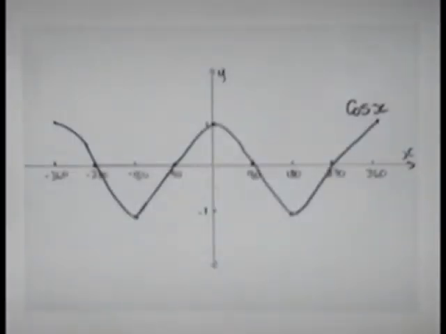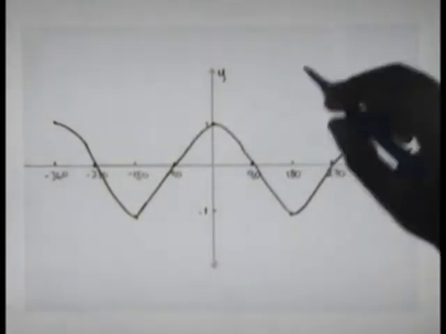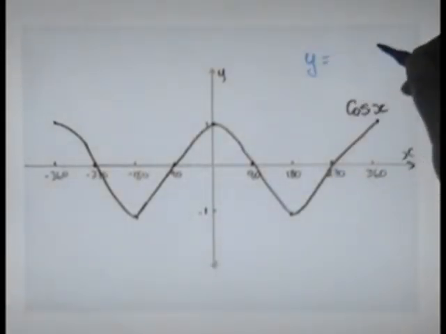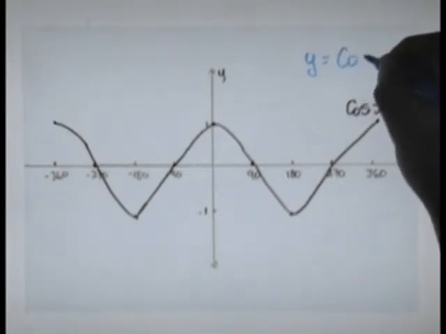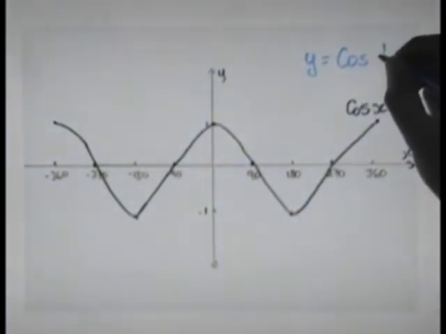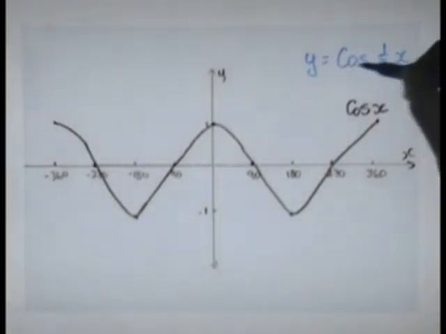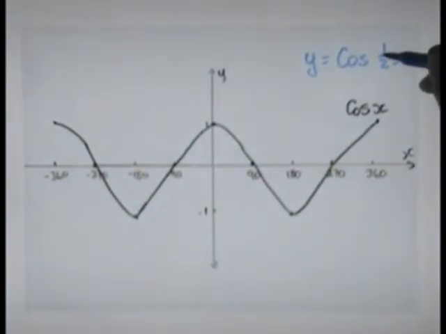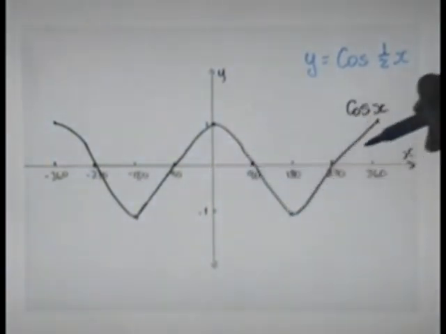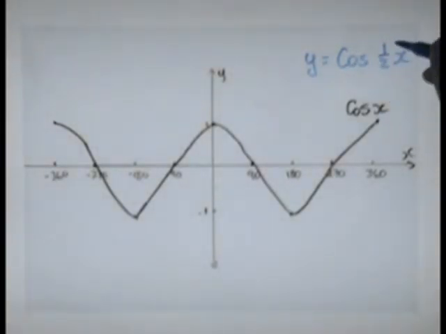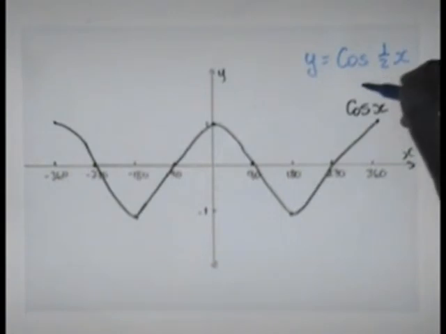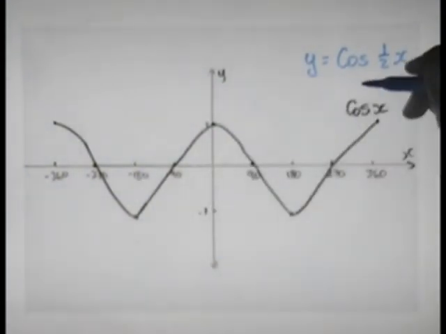I've got the cos of x graph drawn. On top of it, we're going to start with the first graph. Y is equal to cos of a half x. Now cos of a half of x is going to be the opposite of doubling the graph. You will remember sine of 2x meant that we had two waves in place of the one. Cos of a half of x means that we're now going to have half of this graph.